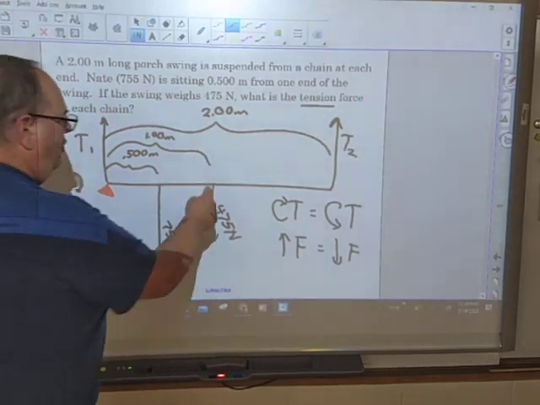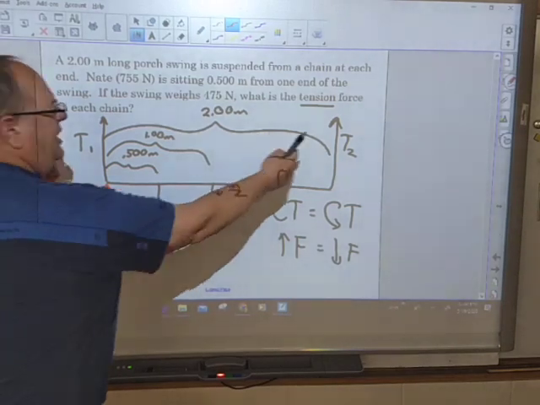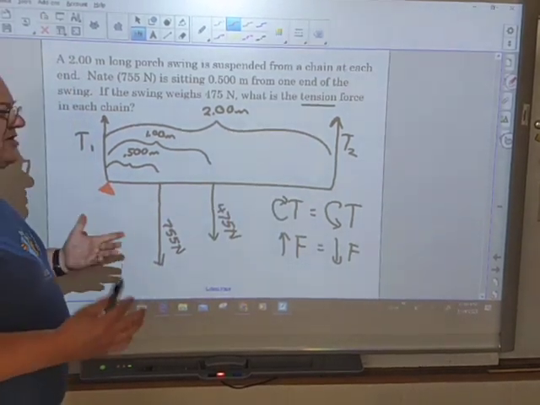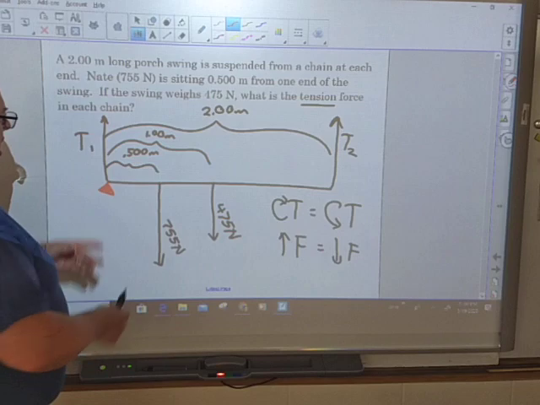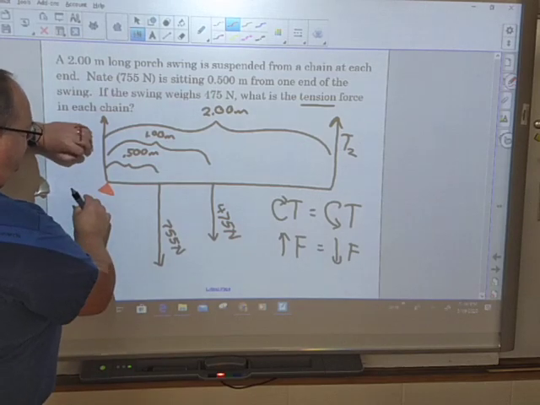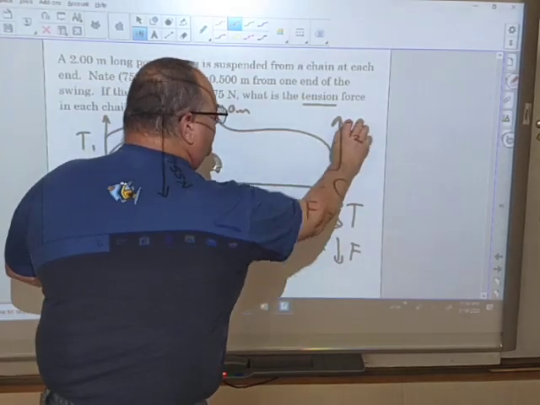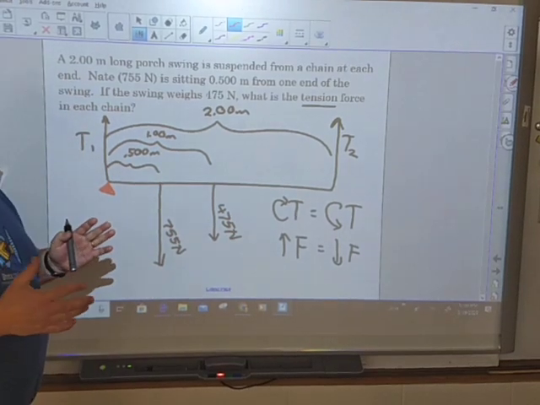If I put my pivot point in the middle, I'm going to have two unknowns. I can't solve an equation with two unknowns. If I put my pivot here, this one drops out. If I put my pivot here, this one drops out. You could do it either way.